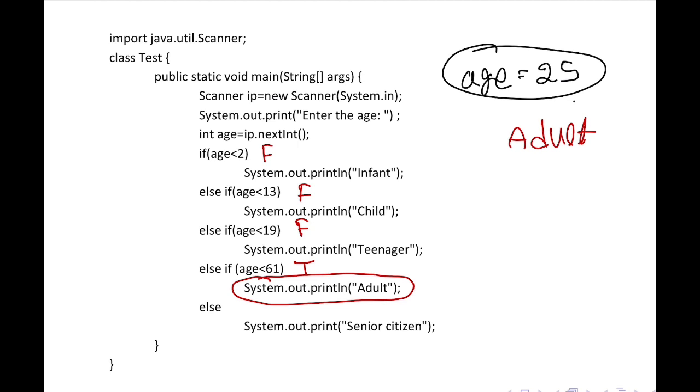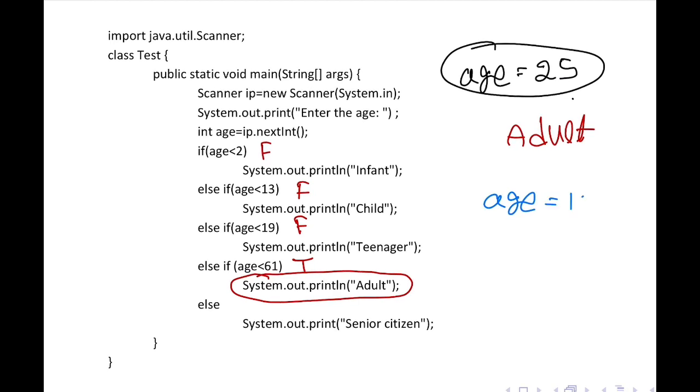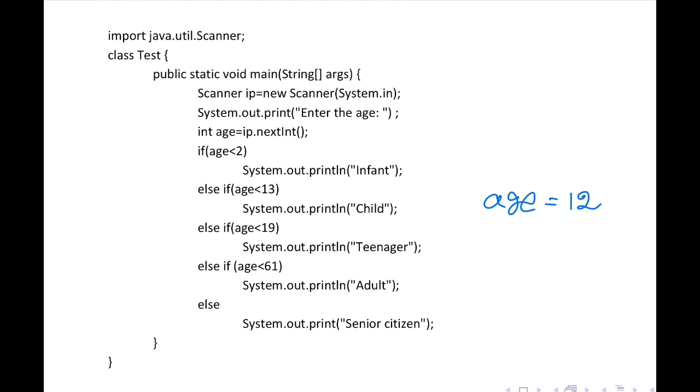We will take one more example of age 12. So here you can see age < 2, so 12 < 2, it is false. Then control comes here. Else if age < 13, so 12 < 13, yes, it is true. Then System.out.println child is going to be executed, so it displays child on the screen. Once this becomes true, this statement is executed and the else part is not going to be executed, because we know that if true, then the else part is not executed, so the control comes out.